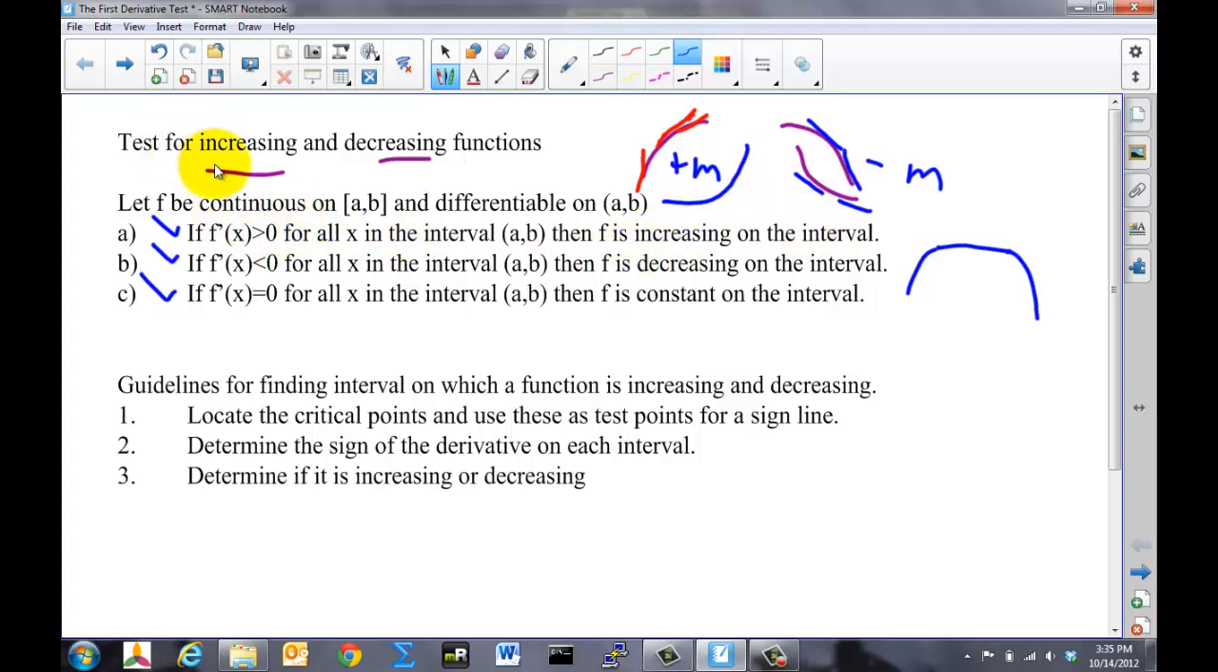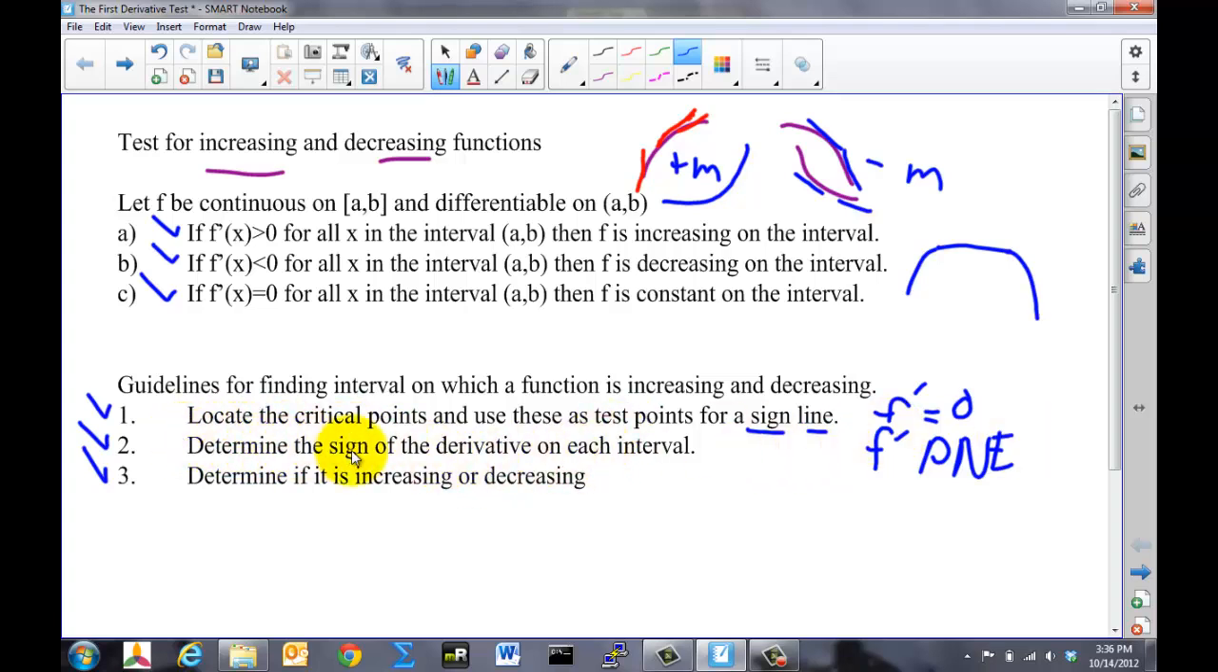So as we look for where functions are increasing and decreasing, these are the steps that we want to go through in order to do this. And these are things that you're going to be doing quite a bit the rest of the year, so I encourage you to really pay close attention here. Locate the critical points and use these as test points for a sign line. We'll talk specifically about what a sign line is in just a moment. Now, how do we determine critical points? Remember, critical points are where f prime equals 0 or where f prime does not exist. So those are the places that we're looking for.